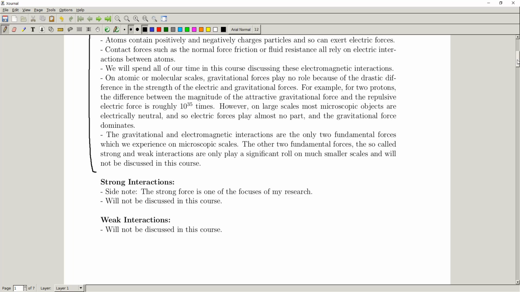So I'm not really going to talk about these, aside from saying that these are the two other fundamental forces. They're only experienced at very, very small distance scales, and we're not really going to talk about them in this course. I'll also mention, I have a little note here, that the strong interaction is where I spend a lot of my research time. So if you guys are interested, feel free to ask me at any point. But really, it's not something that we're going to be involved in looking at in this course, and so we can move on from there.